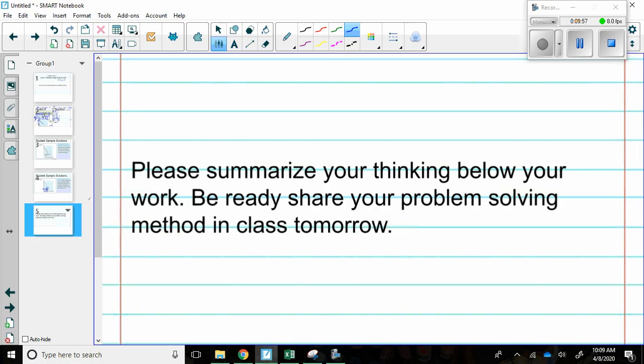Be sure to write a summary in your notebook and be ready to share and discuss and keep that to evaluate your thinking as we move forward with the lesson.